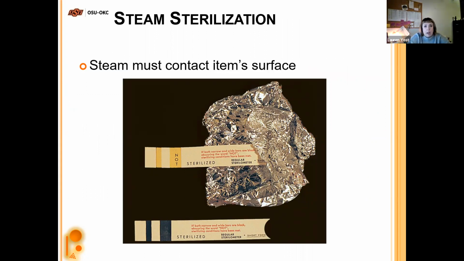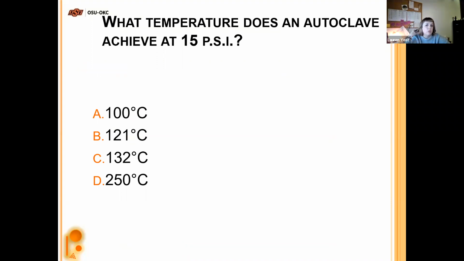The steam, however, has to contact the item's surface in order to work. In this example, the item was wrapped in foil. When they took it out of the autoclave, the steam hadn't touched it, so it was not sterilized, whereas the one that was left exposed was. It's important to keep it exposed to the steam, otherwise it's not getting treated. At what temperature does an autoclave operate? At 15 PSI, pounds per square inch, a pressure measurement, it achieves 121 degrees Celsius. We already talked about that.